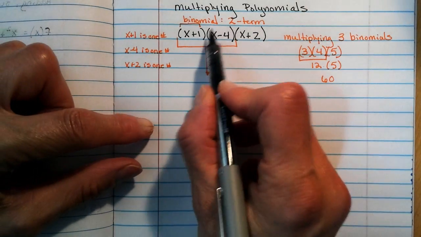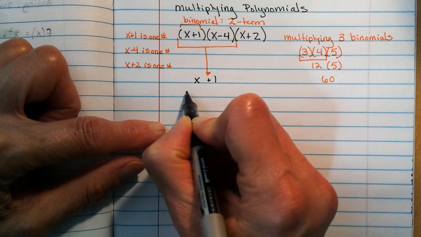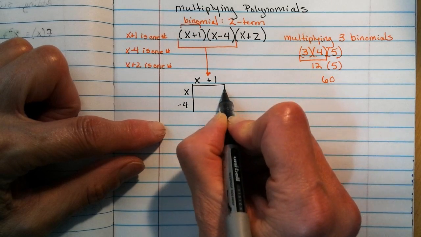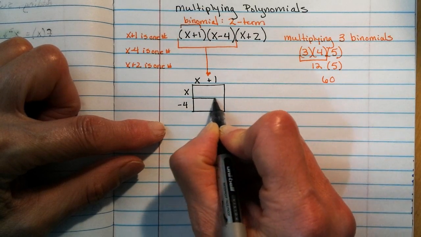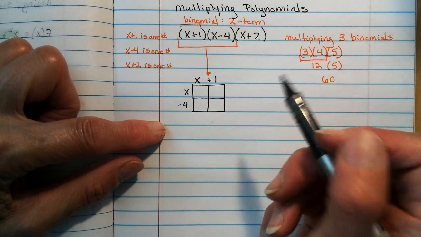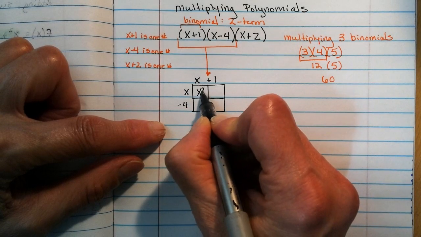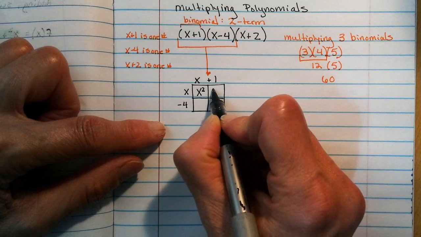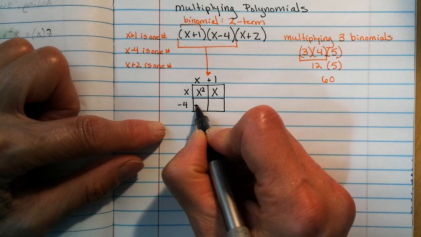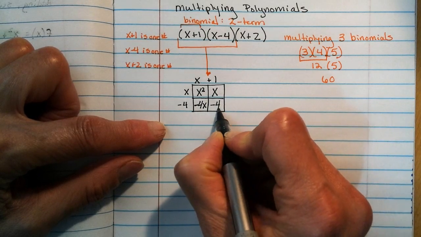You can distribute them if you want, but I'm going to do it this way just because it's cleaner. So this is what we learned in the previous video, or reviewed in the previous video. So I'm going to multiply my first binomial times my second binomial. So x times x is x squared. 1 times x is 1x, or just x. X times negative 4 is negative 4x. And 1 times negative 4 is negative 4.